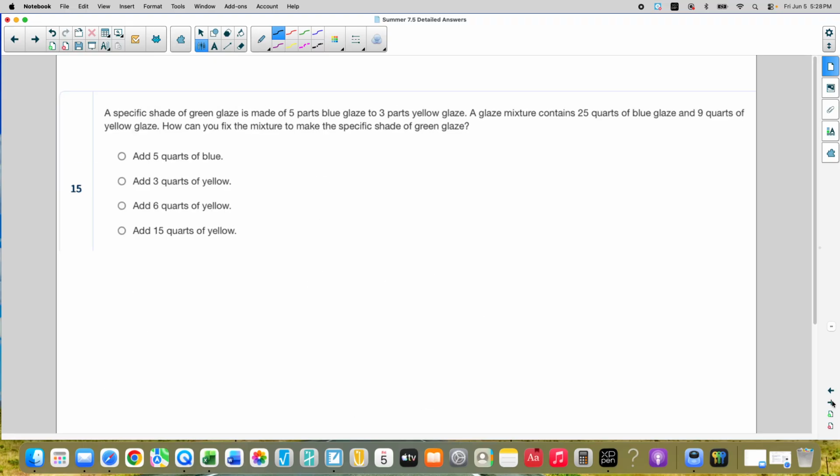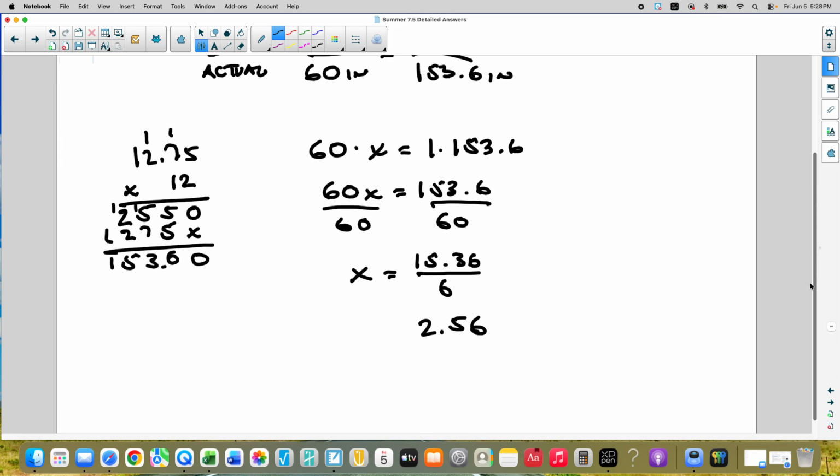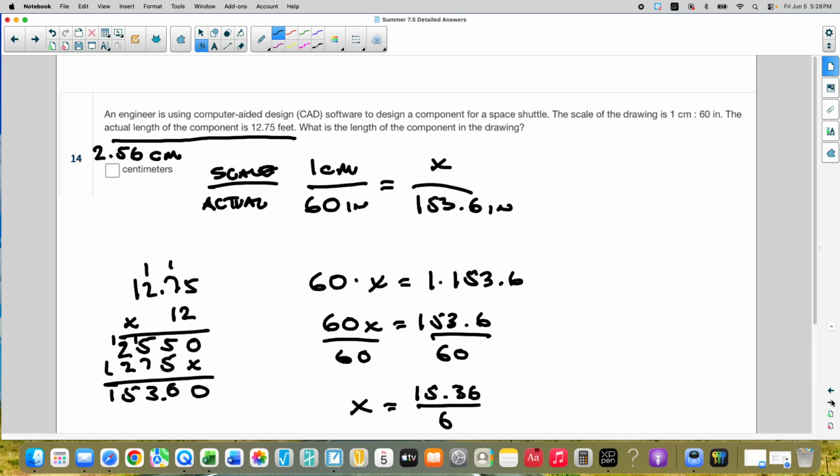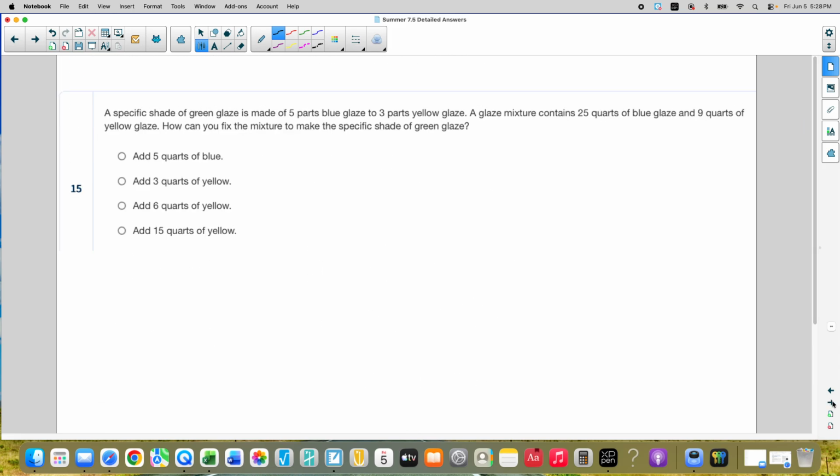Oh, I didn't even see if there were any additional questions. I tend not to scroll down. A specific shade of green glaze is made with 5 parts blue glaze, 3 parts yellow glaze. A glaze mixture contains 25 quarts of blue glaze and 9 quarts of yellow glaze. How can you fix the mixture to make the specific shade of green glaze?